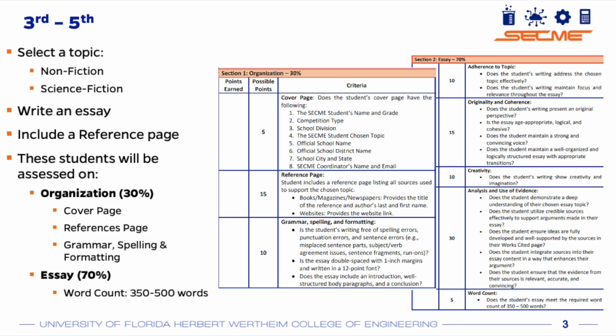Kindergarten through 2nd is the only division that will be having an illustration portion of their essay. All other divisions will be writing essays. So for 3rd through 5th grade, they will be writing an essay on their topic of choice, and they must also include a reference page.